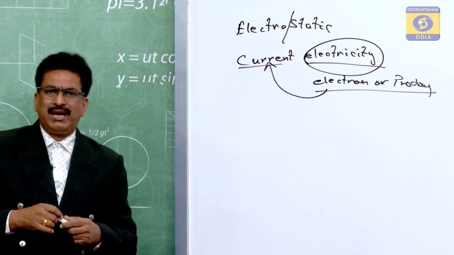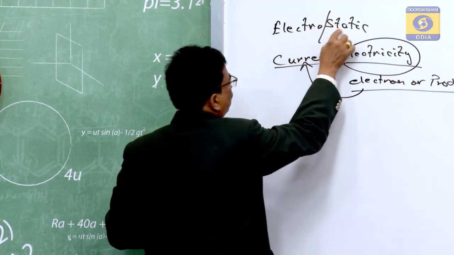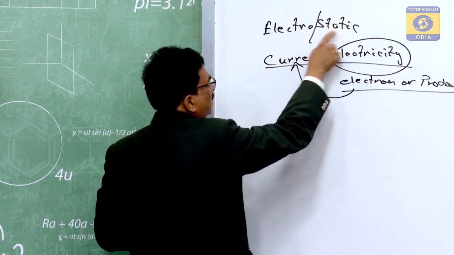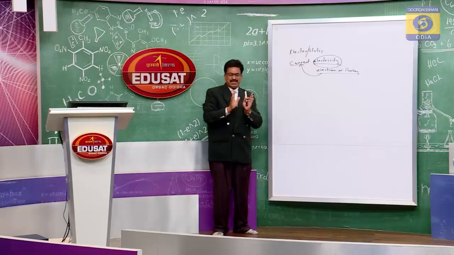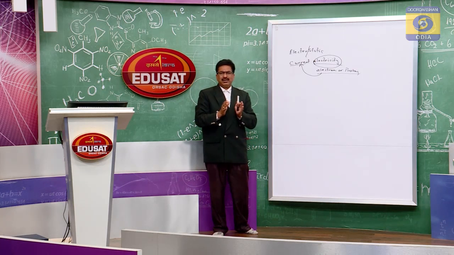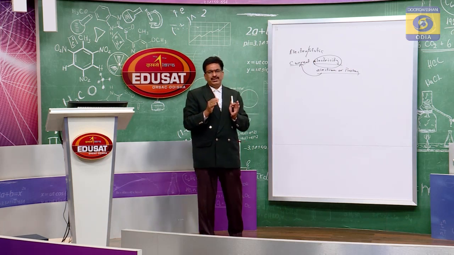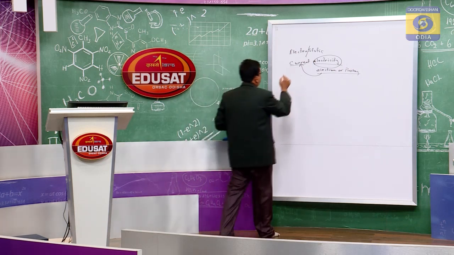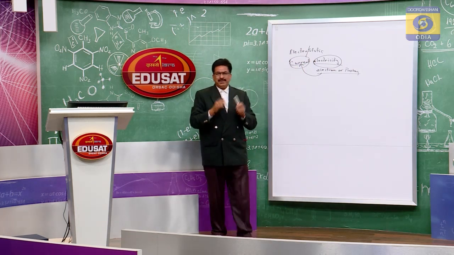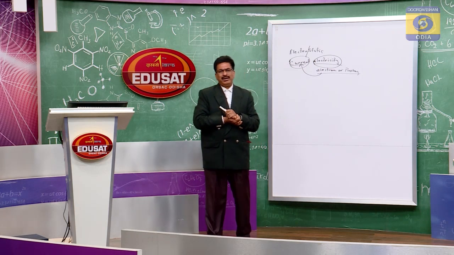Therefore we say this is current electricity, but the earlier one is electrostatics. Electro means electron and static means rest. So the basic difference is that there the electrons are at rest and here the electrons are in motion. Due to the motion, the effect which they produce is known as the current, which we will discuss after some time.